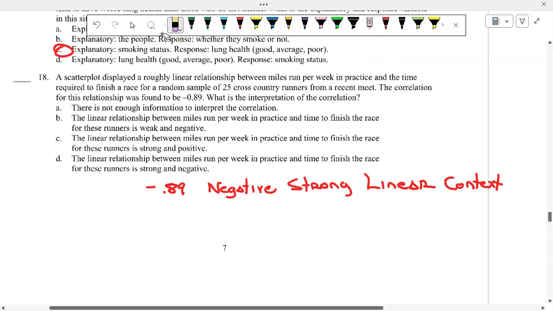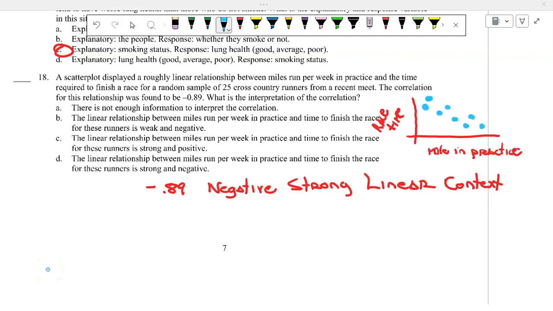All right. The scatter plot displays a roughly linear relationship between the miles run in practice and the time required to finish a race for a random sample of 25 cross-country runners from a recent meet. The correlation for this relationship is found to be negative 0.89. So that would look something like this. Okay, as the miles in practice increase, your race time decreases.